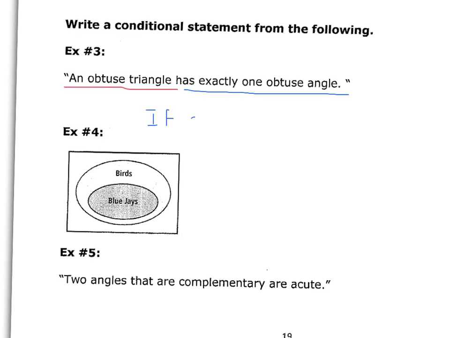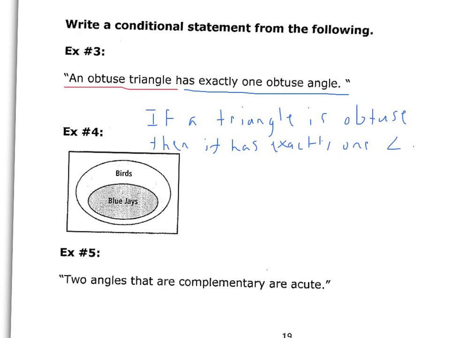if a triangle is obtuse, then it has exactly one obtuse angle. You just want to make sure that you have an if statement and a then statement. If a triangle is obtuse, then it has exactly one obtuse angle.